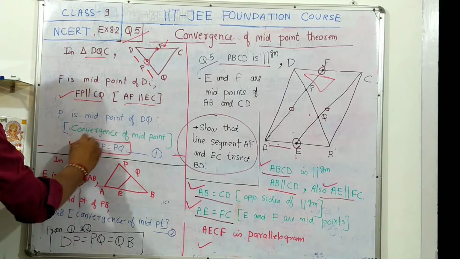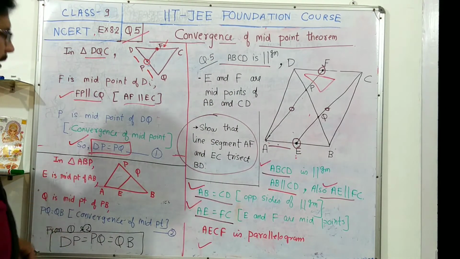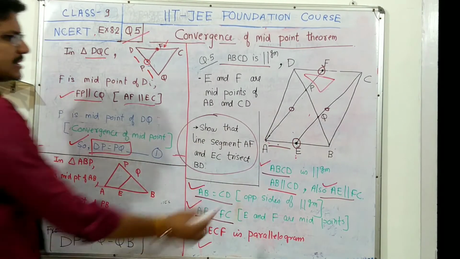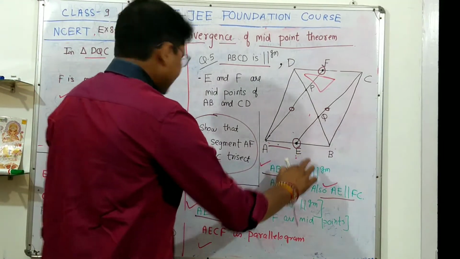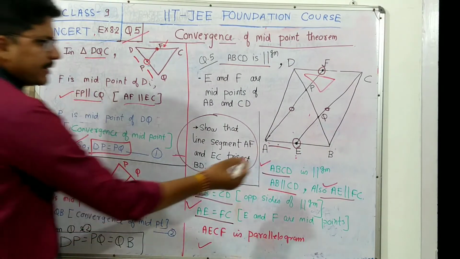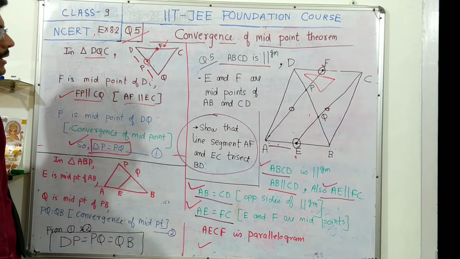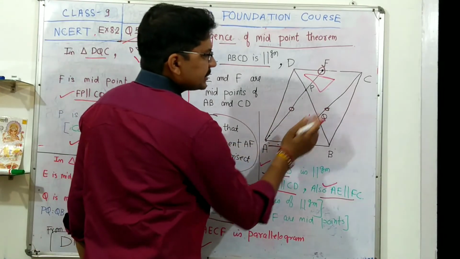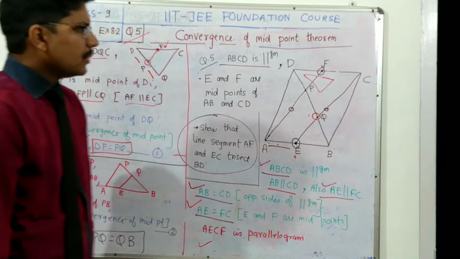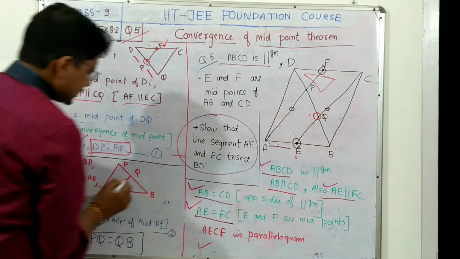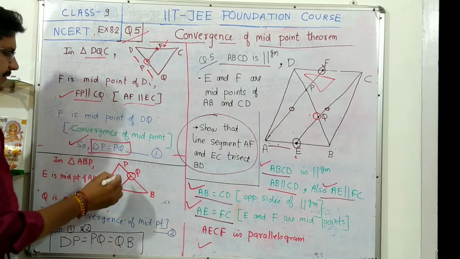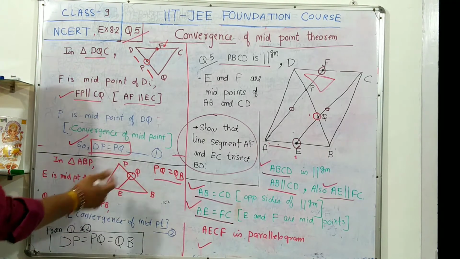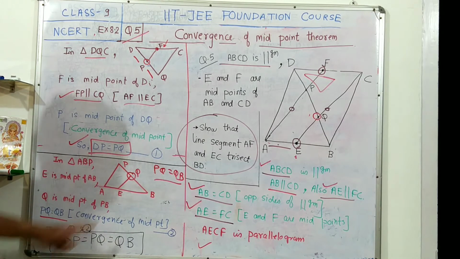Now one thing is clear. Again we will take another triangle, that is ABP. In this triangle also, E is the midpoint. It is given that E is the midpoint of this line. So if E is the midpoint and we draw a line parallel to this, then Q will be dividing PB into two parts. PQ is equal to QB. Are you getting it? So that's why we have written PQ is equal to QB.